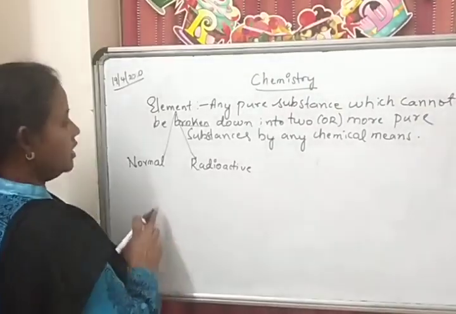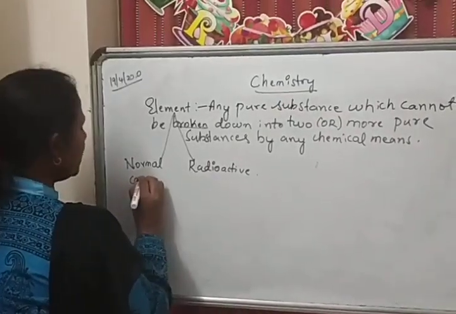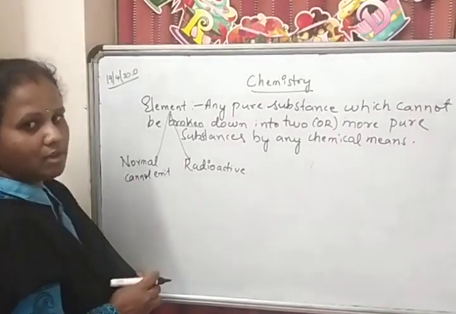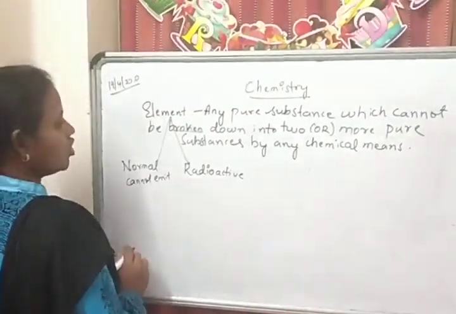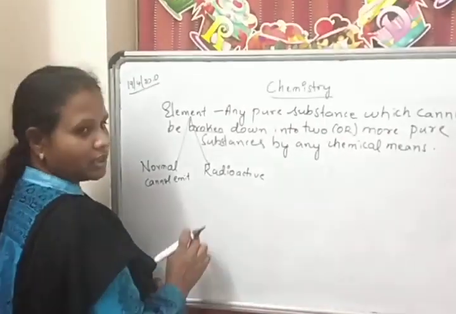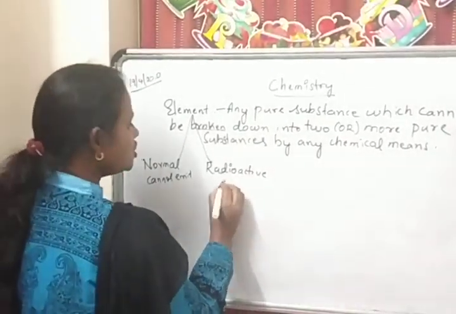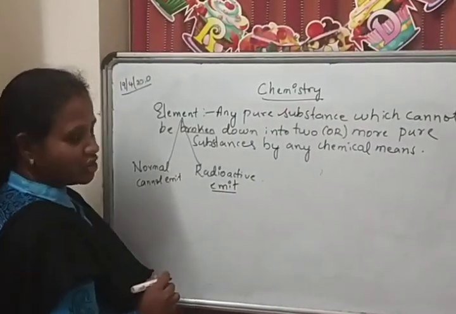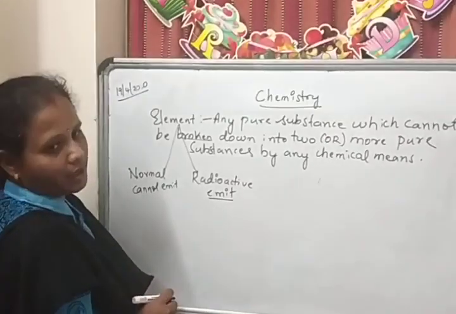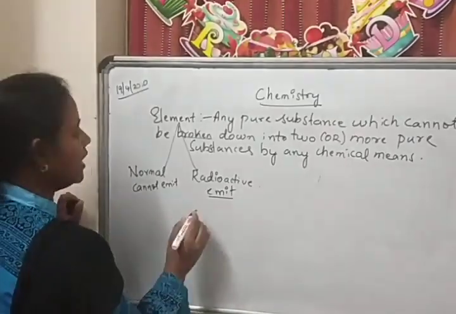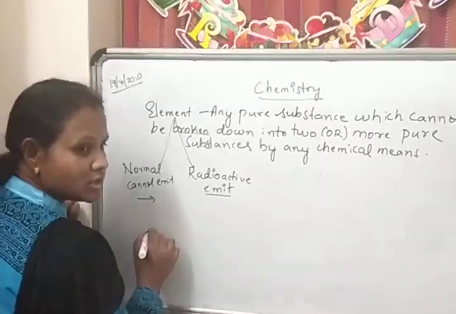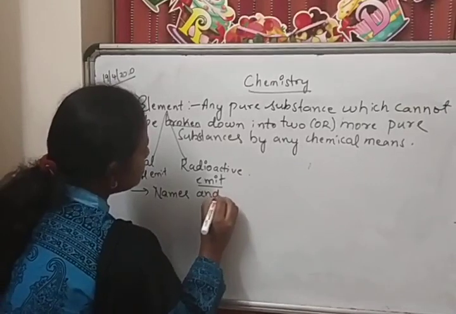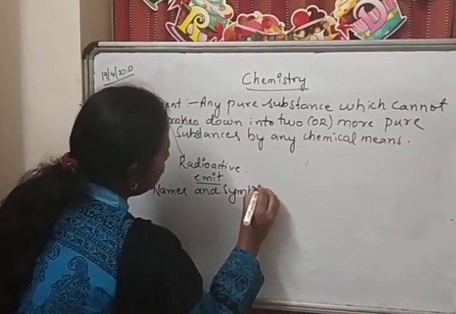What are normal elements? The elements which cannot emit harmful radiations during the chemical reaction are said to be the normal elements. Radioactive elements are the elements which emit harmful radiations during the chemical reaction. And we have also learnt the most important table, names and symbols of the first 20 elements.